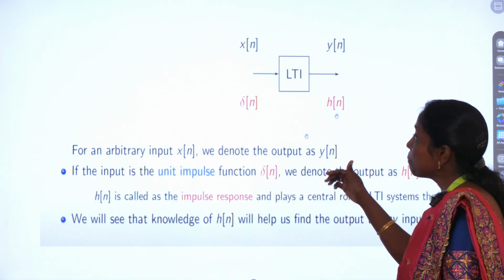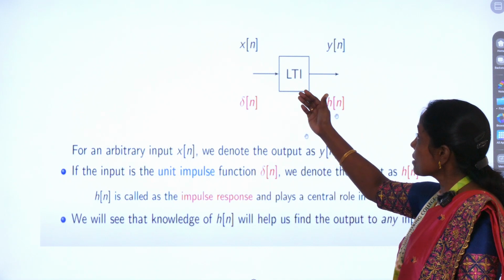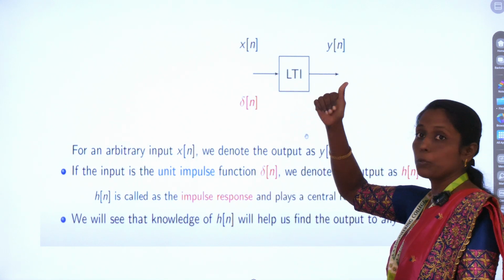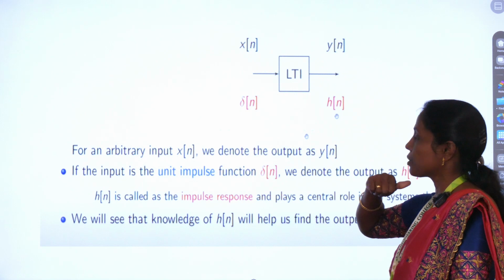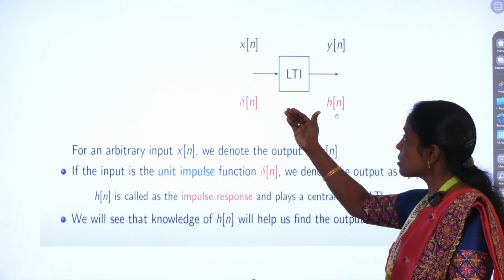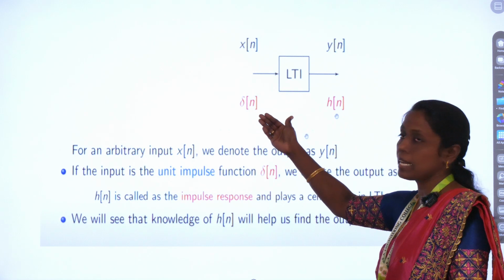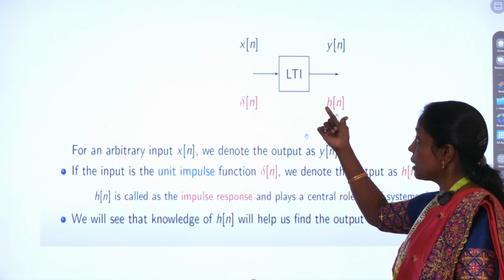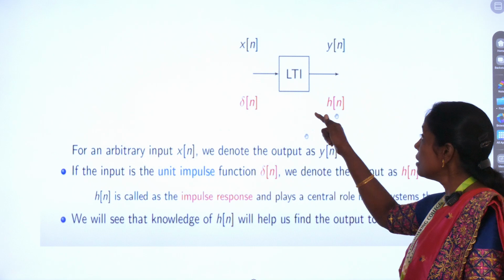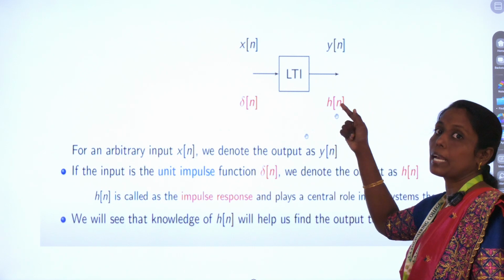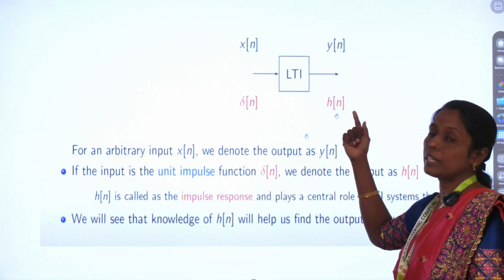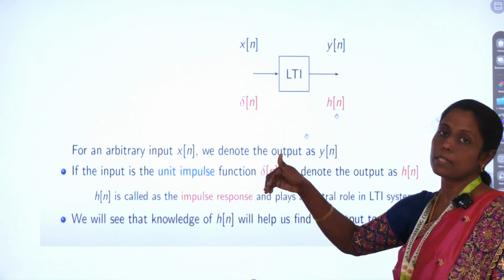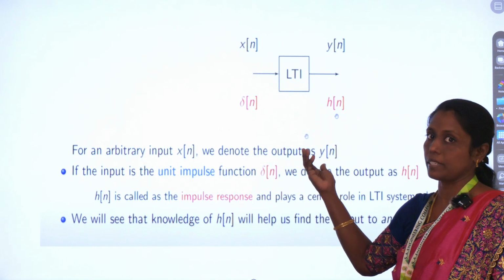And next, the impulse response of the system. Let us consider one linear time invariant system, where x of n is the input to the system and y of n is the output of the system. If the input to the system is the impulse signal, that is delta of n, the output of the linear time invariant system is h of n, which is nothing but the impulse response of the system. So if the input to the LTI system is the impulse signal, the output is the impulse response.